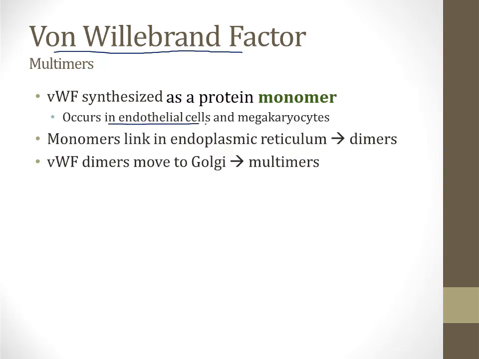This occurs in endothelial cells and megakaryocytes, and that's why you can find von Willebrand factor stored in endothelial cells and also stored in platelets that derive from megakaryocytes. The monomers then link together in the endoplasmic reticulum and they become dimers, and then in the Golgi apparatus, the dimers link together and form large structures called multimers.